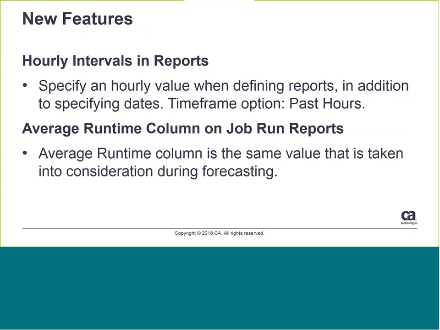Okay, some of the new features: hourly intervals in reports. Back in the beginning, you were only allowed to do it for the past X number of days. Now you can specify, I want reports for the past 3 hours, 2 hours, 1 hour. We also added the average runtime column into the job run report. This is an AutoSys report. So you can now see that column, and that value is the same value that iDash uses when making the forecast on the SLAs. So it's the iDash average runtime.